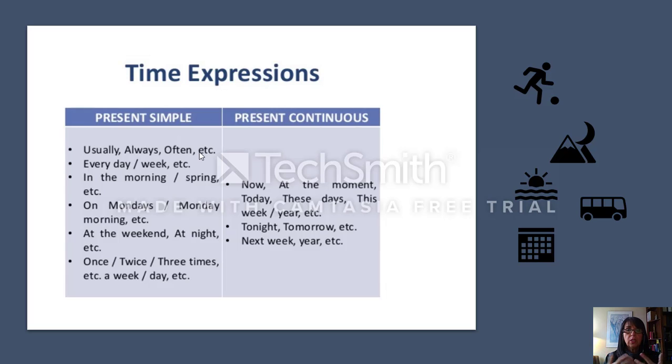When you have the present continuous, you're going to use other expressions such as now, at the moment, this moment, today, these days, this week, this year, this Christmas, this holiday. Tonight, tomorrow, next week, next year. Remember, we have different time expressions we are going to use in each case. These will help you when you're doing an exercise. These will very clearly help you realize which one of the verbs you are supposed to use. So this is very helpful to remember.